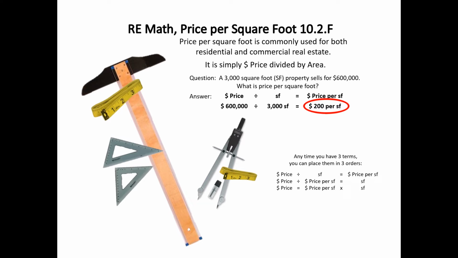All right, we're back to Imperial. Let's do price per square foot. Price per square foot is commonly used for both residential and commercial real estate. It's simply the dollar price divided by area.